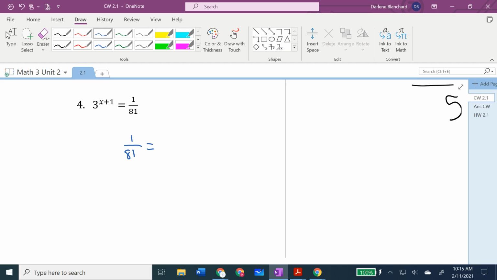81 is 3 to the 4th power. So what does that mean 1 divided by 81 is? It is 3 to the, you got it, negative 4 power.